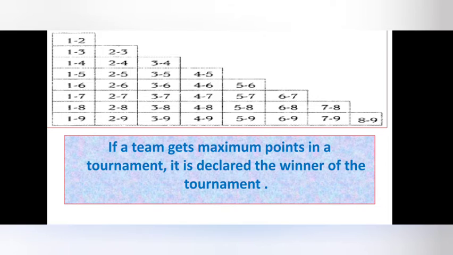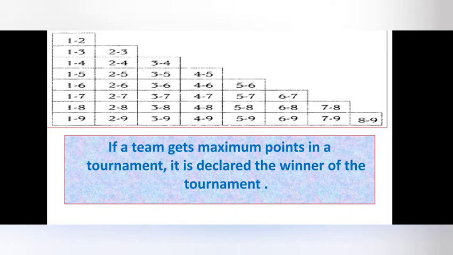So the first round is completed, then we enter the second round. In the second round, number 2 team plays with all teams: 2 versus 3, 2 versus 4, 2 versus 5, 2 versus 6, 2 versus 7, 2 versus 8, and the last one is 2 versus 9. So in this second round, number 2 plays all matches with all teams. Let's move to the next page.